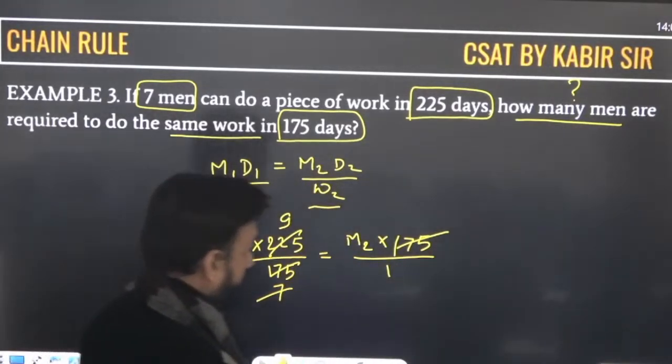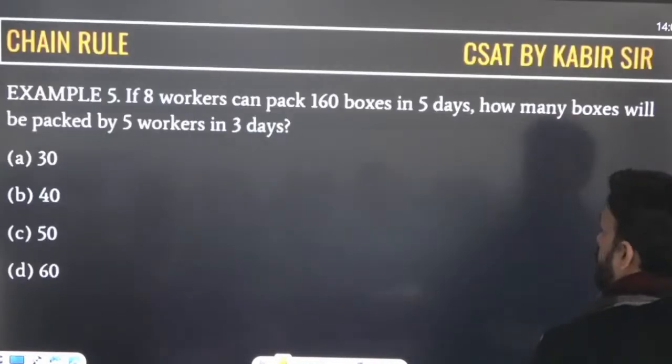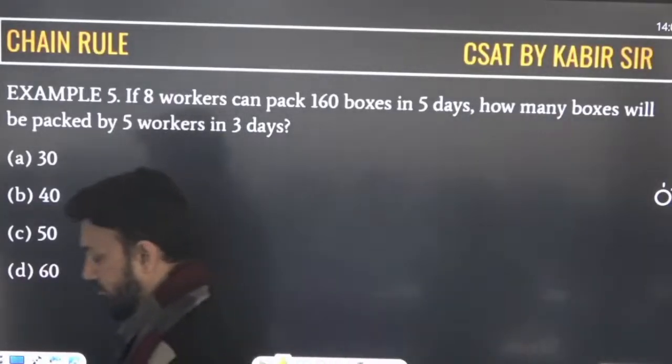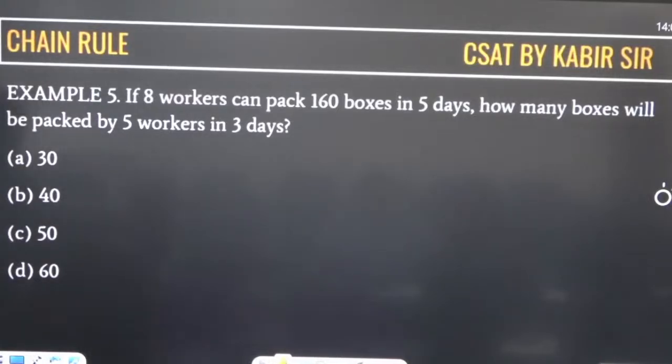So now the next question. If 8 workers can pack 160 boxes in 5 days, how many boxes will be packed by 5 workers in 3 days?